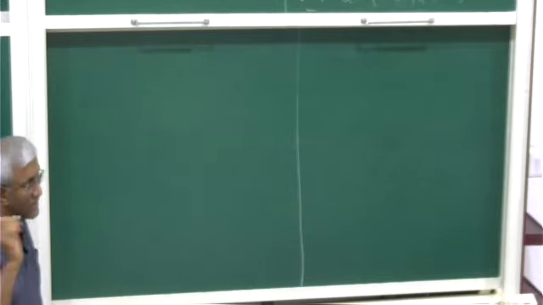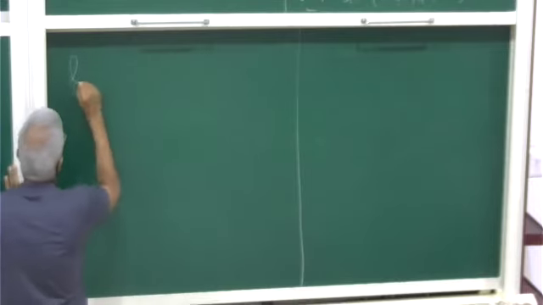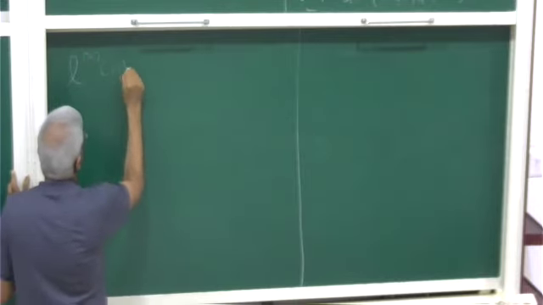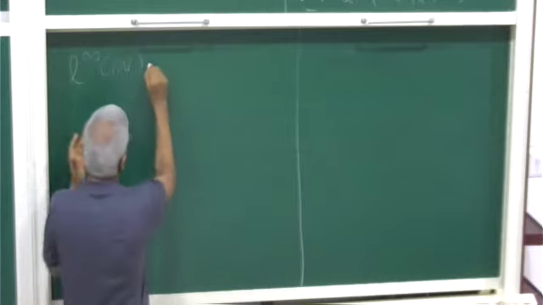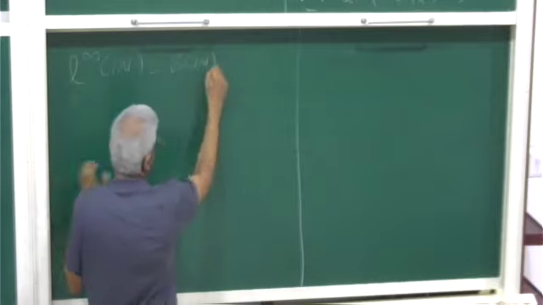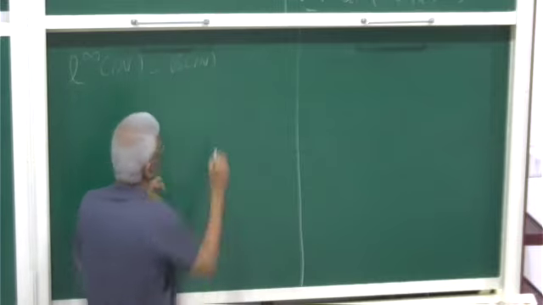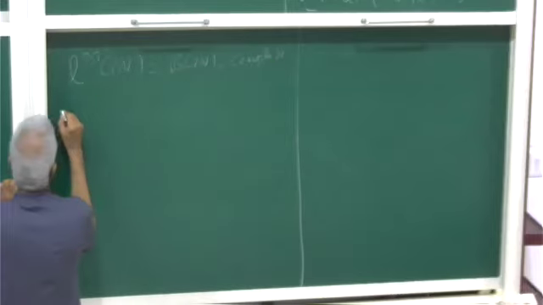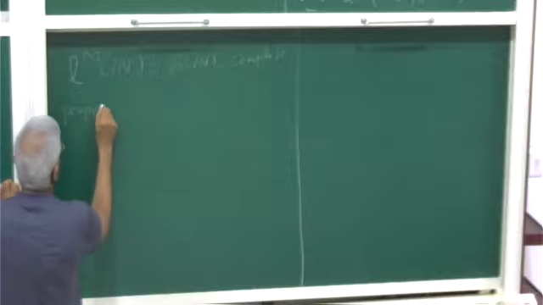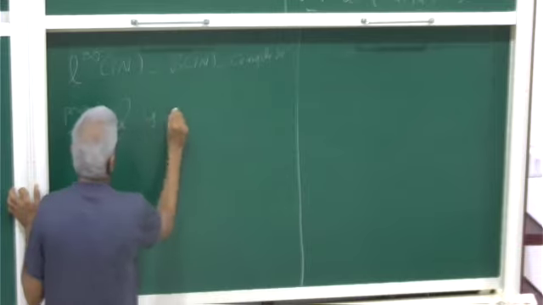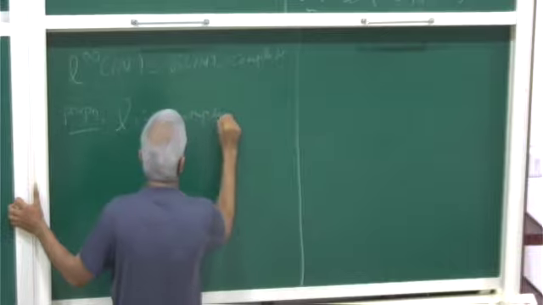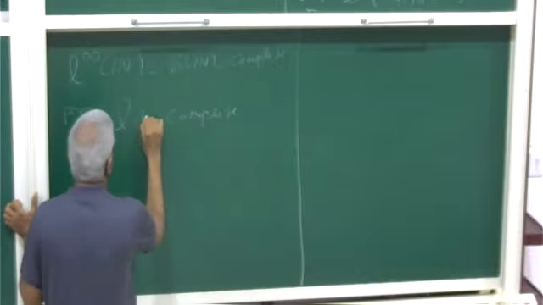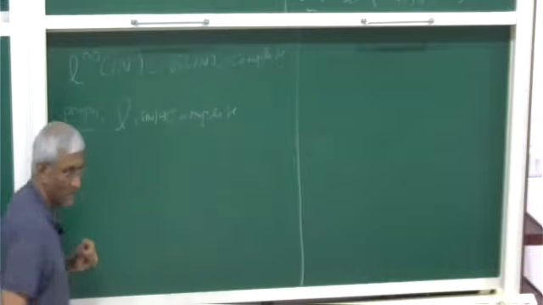So we have proved that all bounded sequences are complete. So L infinity, which is nothing but b of n, I mean all bounded functions on n, is complete among the sequence spaces. Now I will prove that L1 of n is complete.